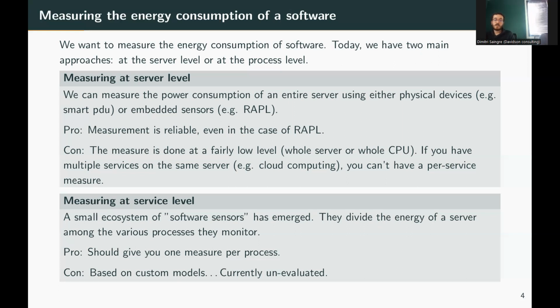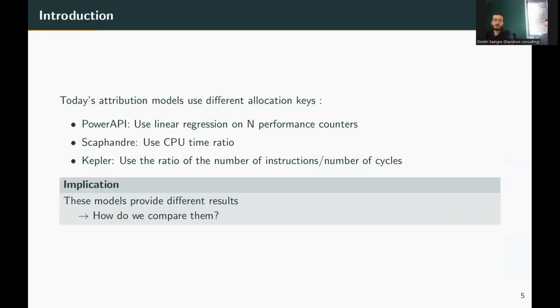And so to tackle this issue of having per process measurement, a small ecosystem of software sensors has emerged. And the approach is always the same. They take the energy consumption of the server and they split it among various monitored processes. So the advantage is that they give one measure per process. And the disadvantage is that it's based on custom models, and those models are currently unevaluated.